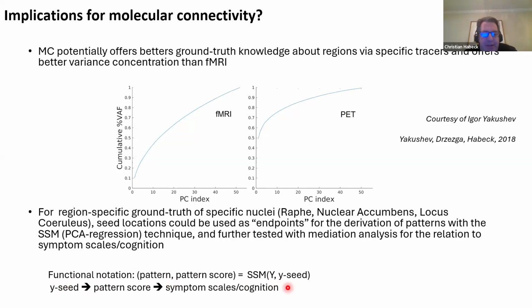You use Preacher-Hayes mediation. So you find, for instance, a brain-wide pattern related, let's say, to the raphe, for some serotonergic tracer, if it exists. I'm a little ignorant, but you'd find a whole brain pattern and then see whether that also can explain symptom scales or cognitive decrements. So that I think is a very simple extension.